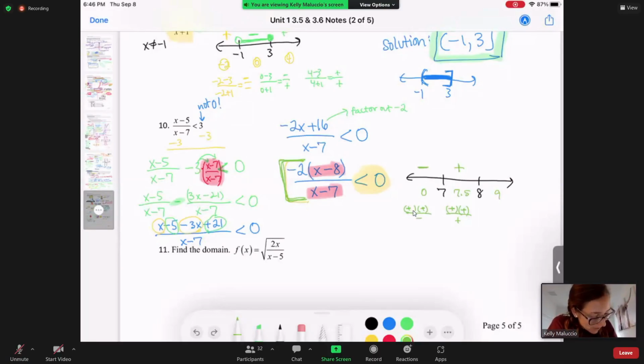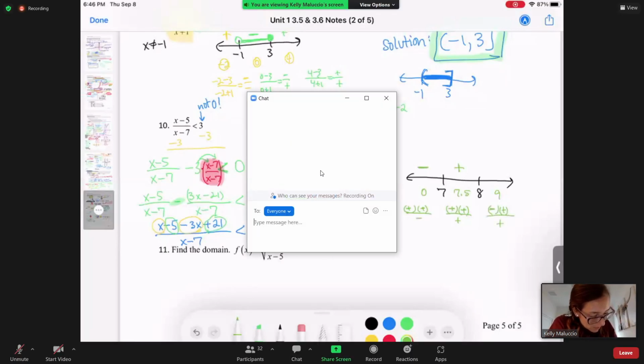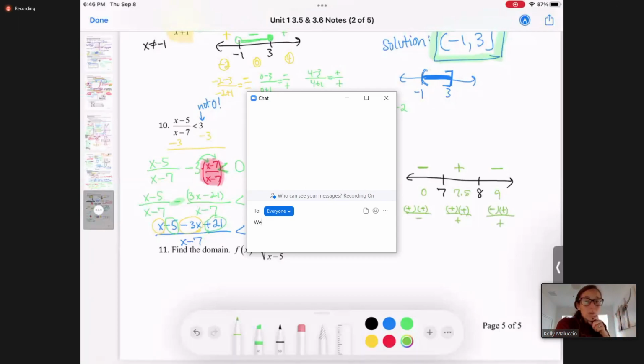Okay, now we have 9. So I have -2 times 9 minus 8, which is a positive, over 9 minus 7, which is positive. So this goes back to being negative. Okay. So now that I know this, I want to say what the heck is my solution?